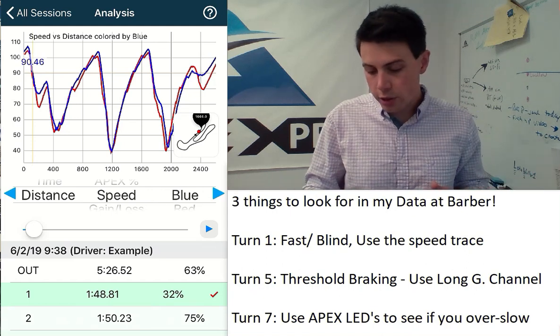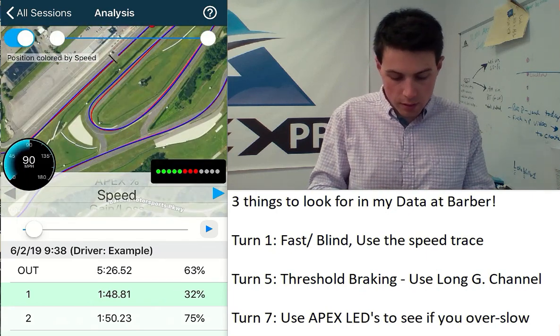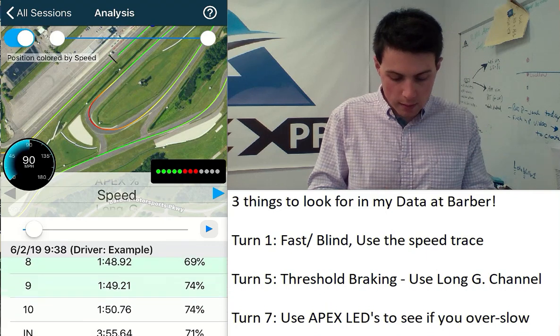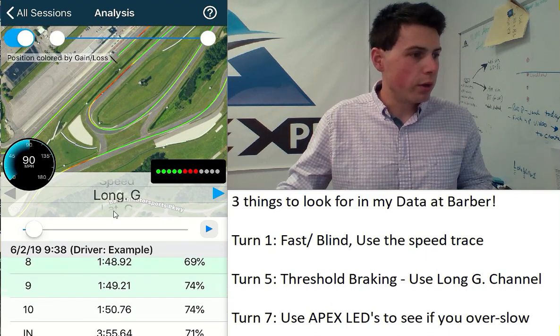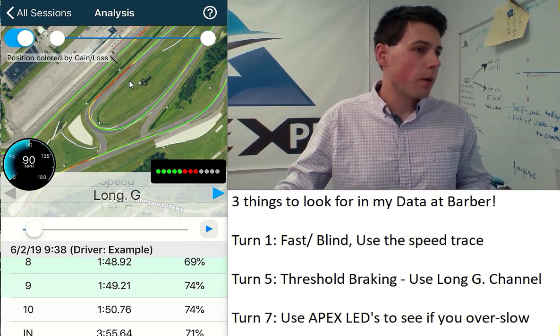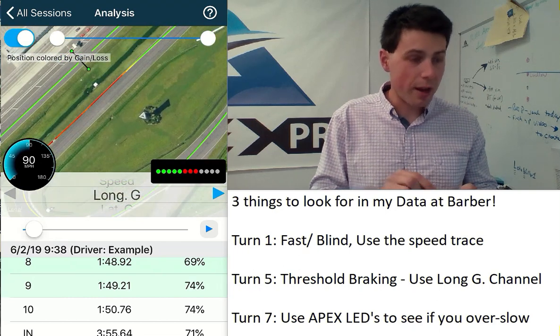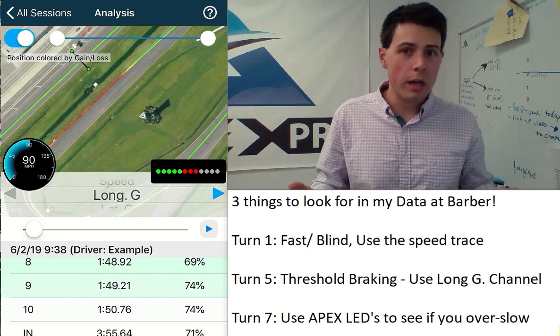Next, we're going to look at turn 5. I'm going to go back to the GPS satellite image, and I'm going to just look at the long G channel. So I'm going to scroll down to long G right here. This is one of my laps. This is probably not my best. I know I probably could have braked a little bit deeper, but what I really want to look at in turn 5 is that I coast before I went to the brake pedal. That's the first thing to look at.